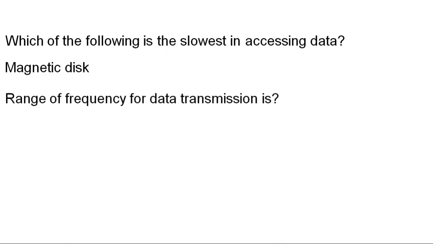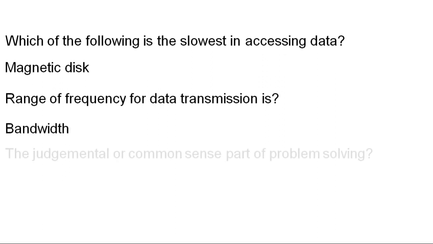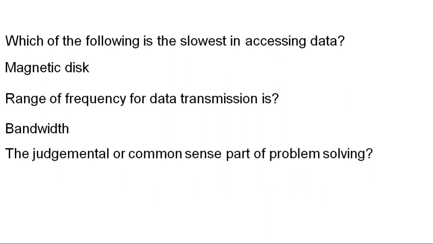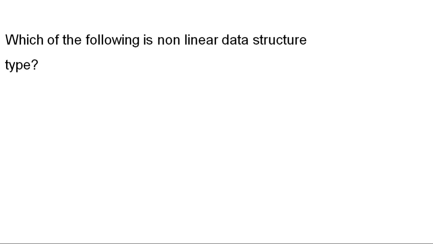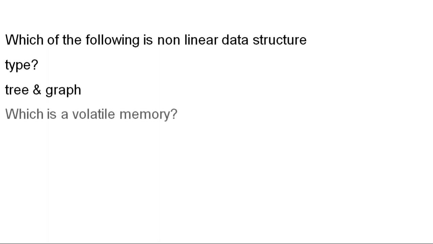Range of frequency for data transmission is bandwidth. The judgmental or common sense part of problem solving is heuristic. Which of the following is a non-linear data structure type? Tree and graph. Which is a volatile memory? RAM. RAM is a volatile memory and ROM is non-volatile memory.